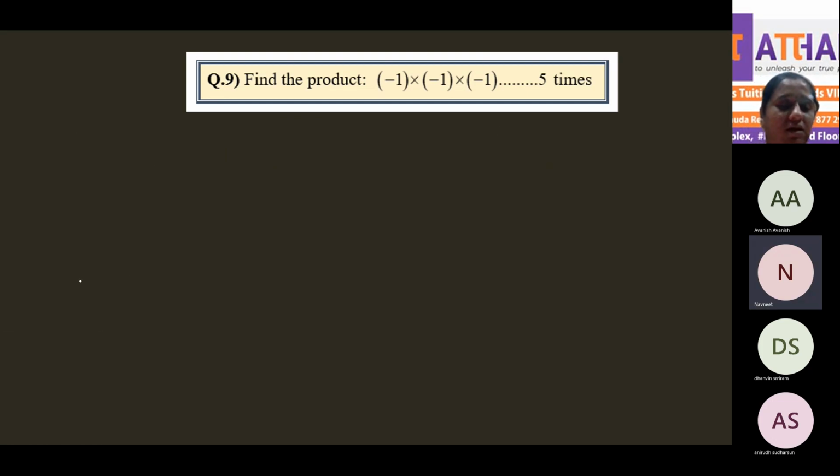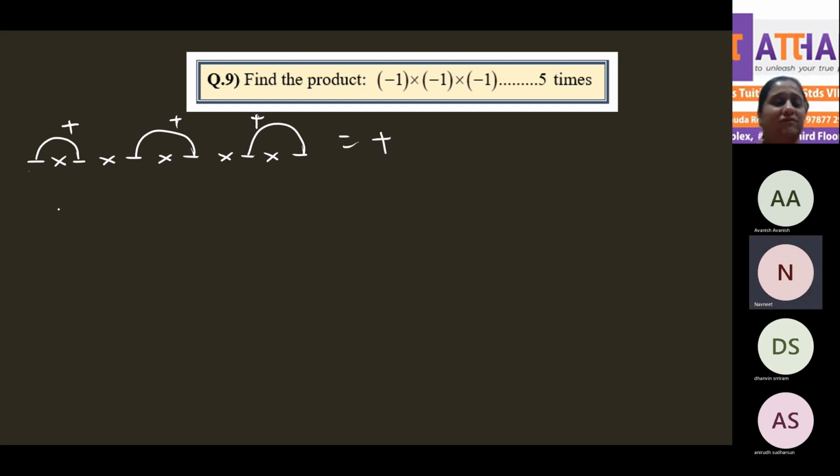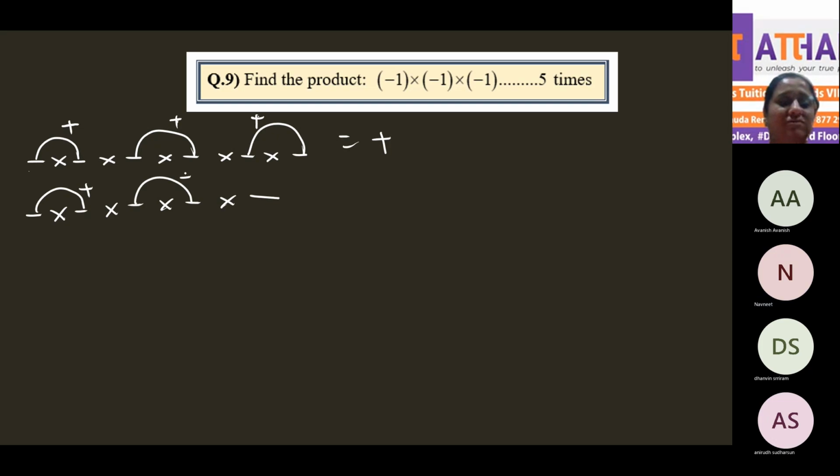Ma'am, even number of times negative means plus, and odd number of times means minus. Correct. That's what I was about to say. So minus into minus is plus, minus into minus is plus, minus into minus is plus. So plus into plus into plus is plus only. But if you have minus into minus into minus into minus into minus, minus into minus is plus, and then this minus sign. So plus into minus is minus.